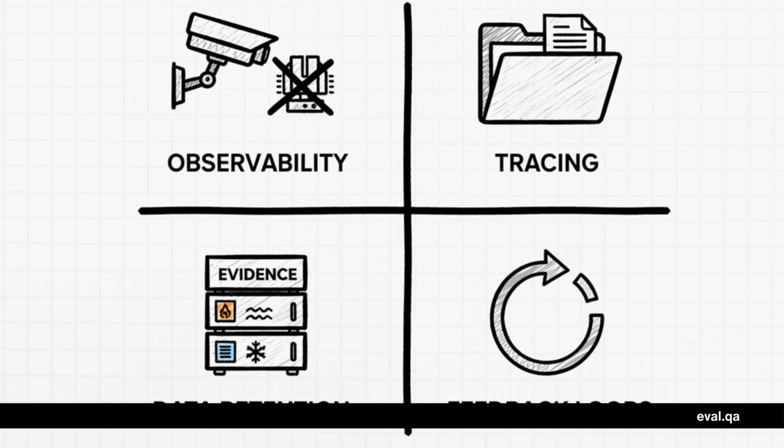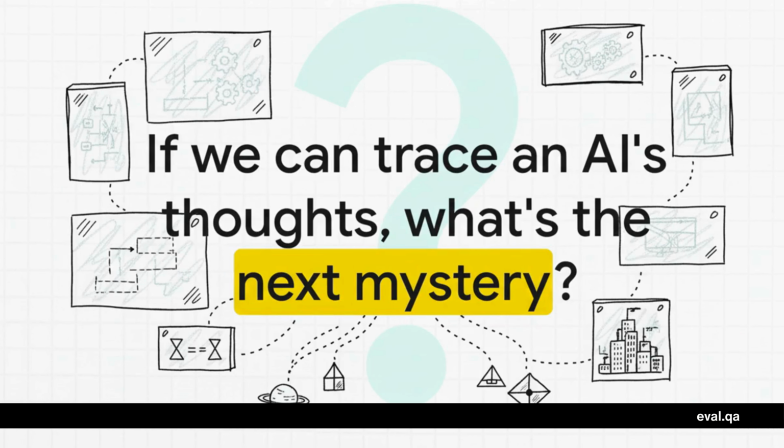This technology is giving us this incredible window into how AI actually reasons. It turns that black box into a glass box. And that really just leaves me with one final thought for you. Now that we can literally follow an AI's chain of thought, what's the next great mystery we should challenge it to solve?